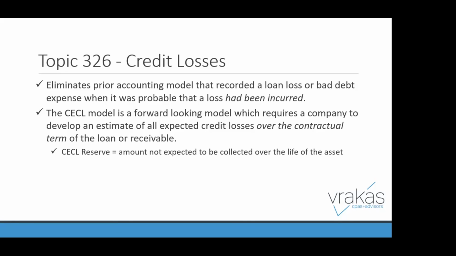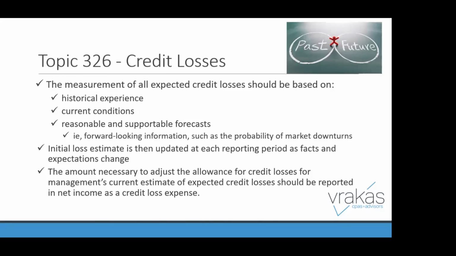So you might be thinking, well, how am I going to do that? The standard says that these expected credit losses should be based on historical experience, as well as current conditions, as well as forward-looking information, such as the probability of a market downturn or economic issues. So you record your initial loss estimate when you record the receivable, and then you update it each reporting period. And any change in that credit loss is just going to flow through your income statement for that period.